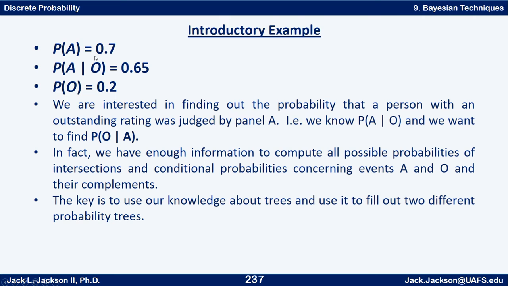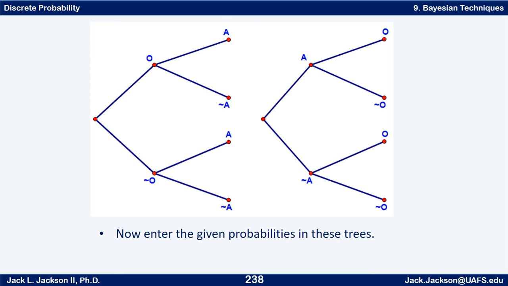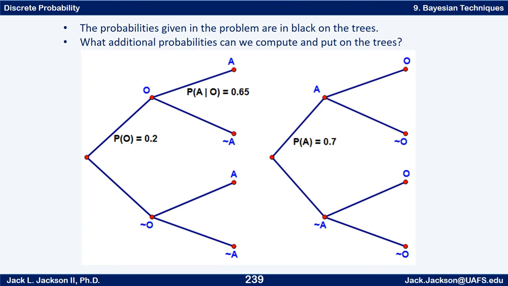Now let me back you up here and remind you that these are the probabilities that we're dealing with. So jot these down if you don't have them. Probability of A is 0.7. Write that down. Probability of A given O is 0.65, and probability of O is 0.2. Write those three numbers down and what they represent. Now take that and go to this tree and put them in where they go. When you have that done, come back. Press pause now.